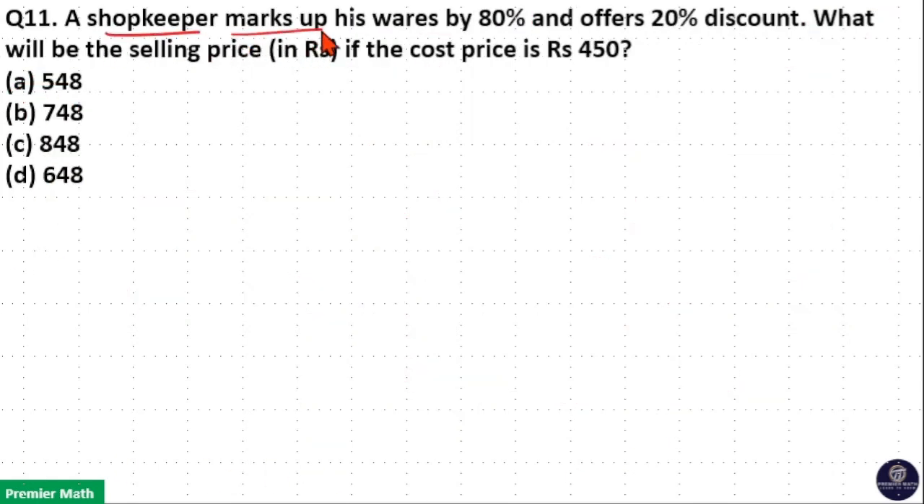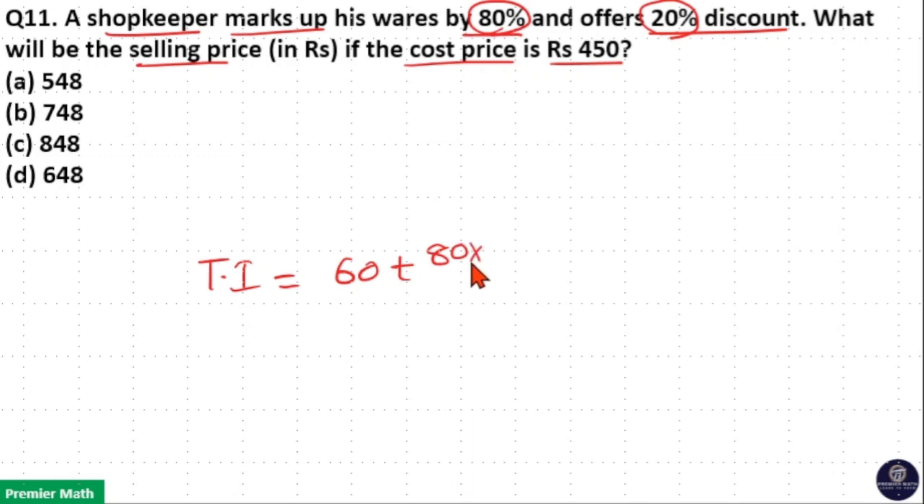A shopkeeper marks up his wares by 80% and offers 20% discount. What will be the selling price if the cost price is rupees 450? Here, total increment is equal to, here increases by 80% and decreases by 20% means 80 minus 20, 60% plus 80 into minus 20 divided by 100. This is the total increment. Here 0 cancel. Now minus 16 plus 60 is plus 44%. So this is the increment, which means 450 plus 44% of 450 is the selling price.